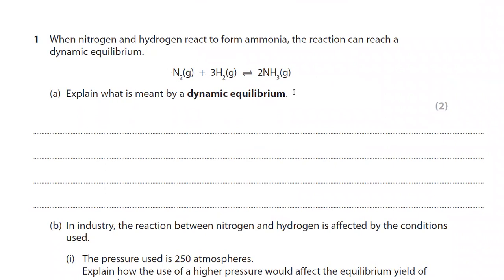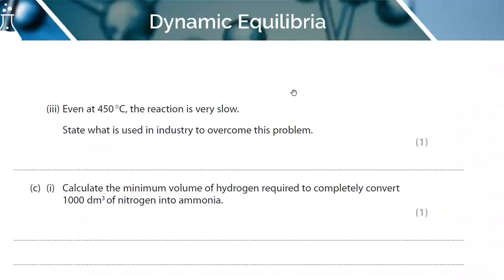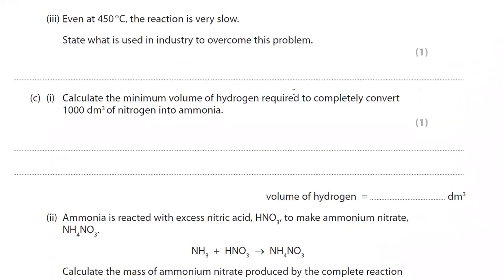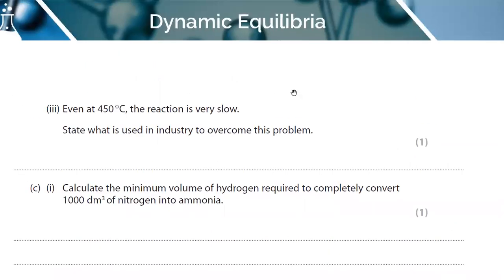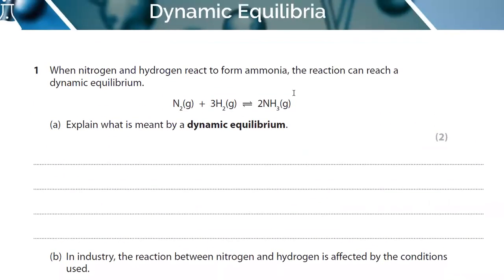Can I see the question? Yes, of course. Here you go. Let me know if you want to scroll up. 1000 dm cube of hydrogen. Are you sure? Make sure you learn the equation for the reaction as well. Okay, then I think 3000 because you multiply. 3000. Exactly. Because the ratio between them is 1:3.